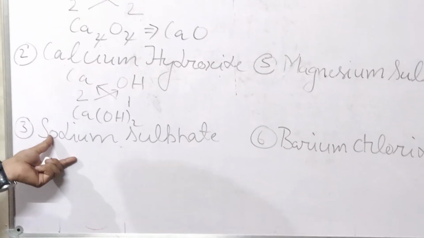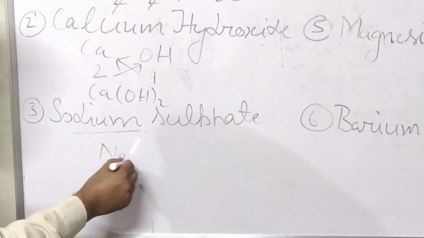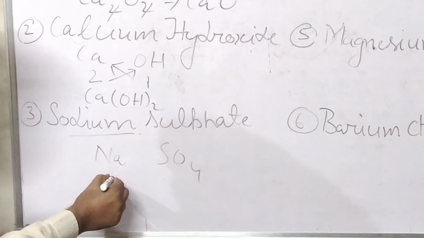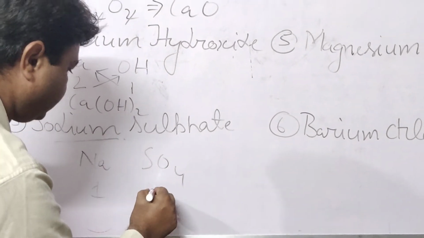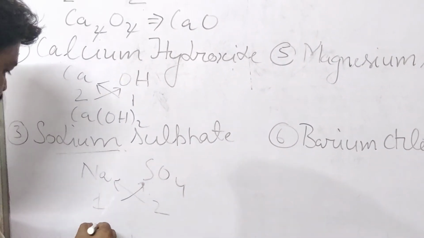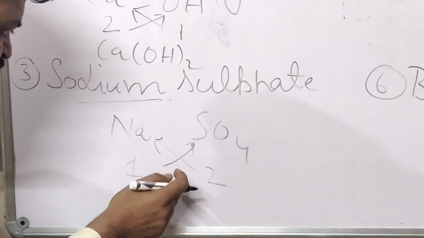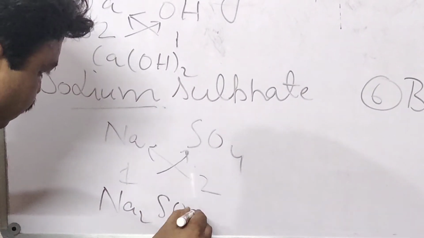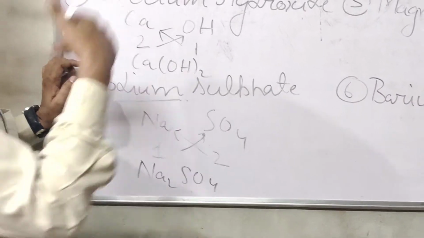Now we come to sodium sulfate. The sodium symbol is Na, the sulfate symbol is SO4. Now in this, Na has the valency 1 and the SO4 valency is 2. Now you interchange it. So student, we will interchange the valency. Now the formula that we will get here will be Na2SO4. It is the formula of sodium sulfate. Now we come to the next.